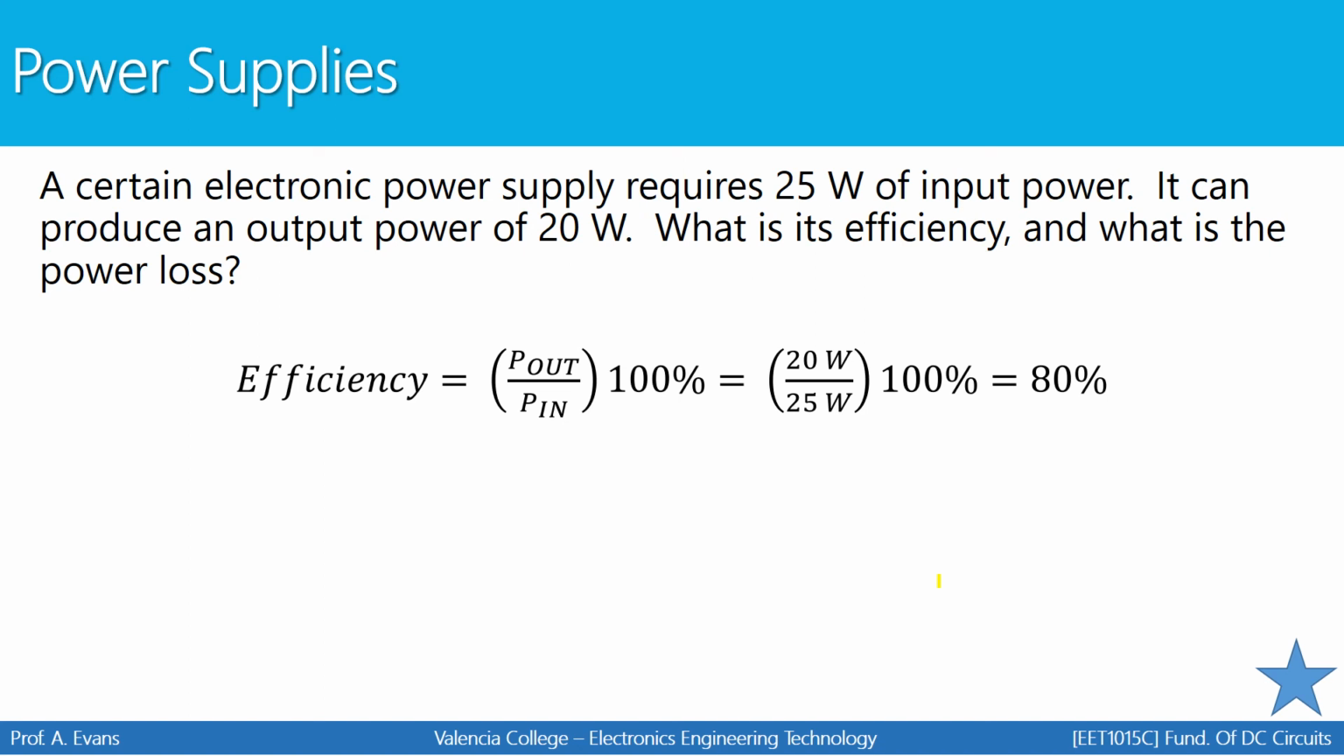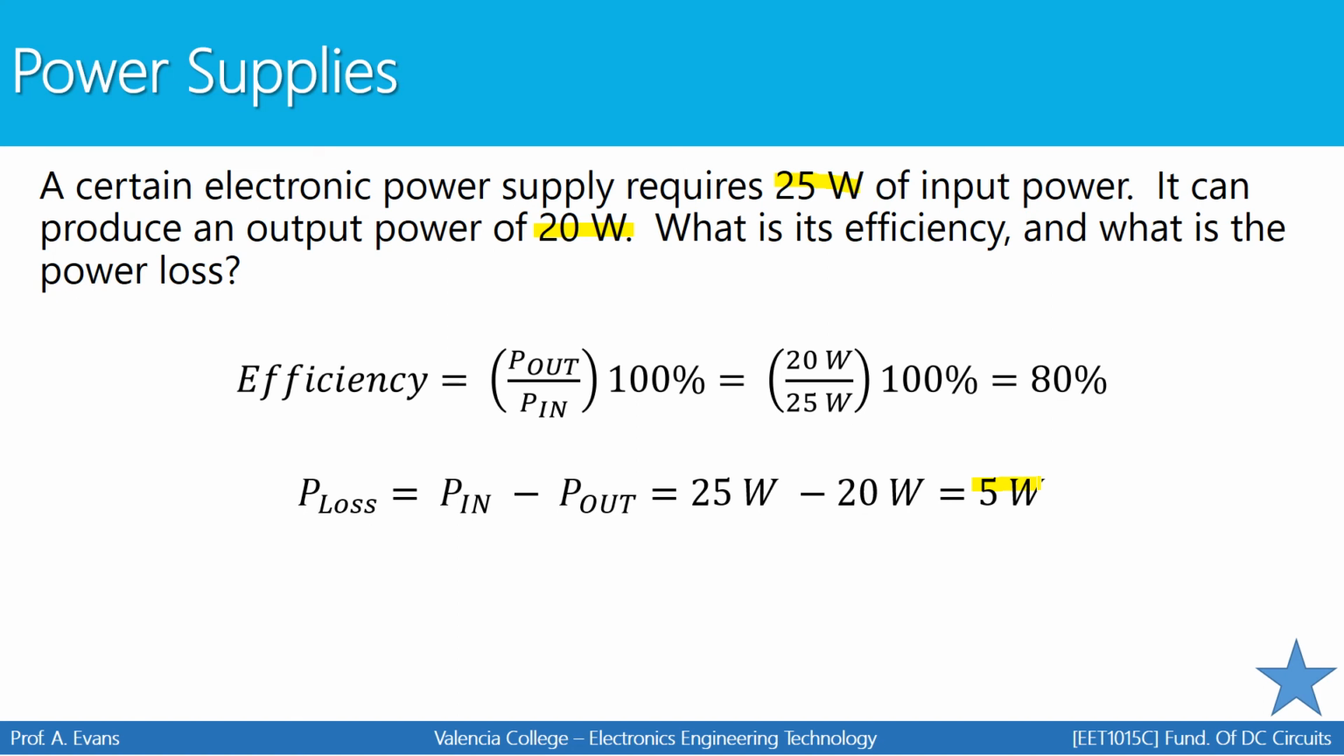So the output power was given as 20 watts. The input power was given as 25 watts. Simply take that as a ratio, multiply by 100%. It has an efficiency of 80%. 80% of what goes in will come out. There is going to be 20% of loss due to the nature of the power supply itself. And lastly, the power loss is simply what goes in minus what comes out. 25 watts went in, 20 watts came out, there was a loss of 5 watts of power. And this is how we calculate the efficiency of a power supply.